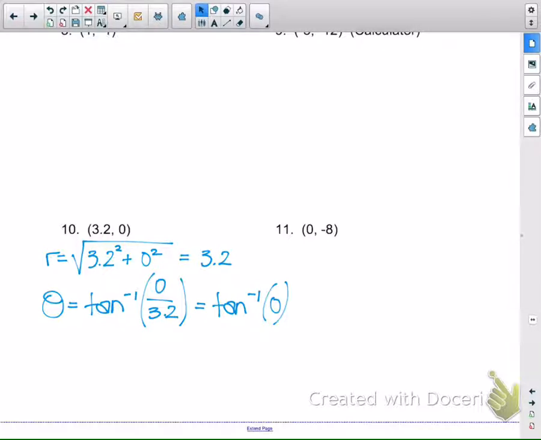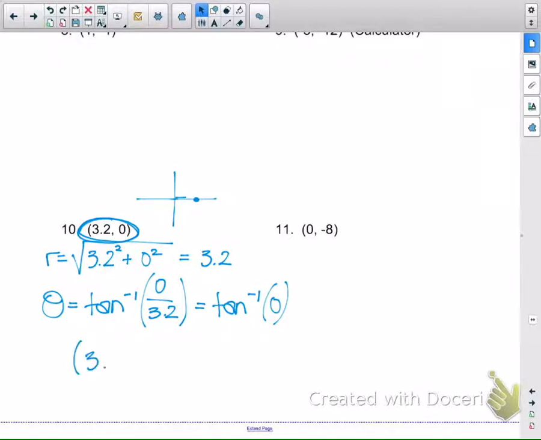Now, someone else yelled something else, and I was trying to figure out. Now, this question right there, 3.2, 0. Where is that? Because I can't ask what quadrant. It's on the x-axis to the right or to the left? To the right, 3.2.